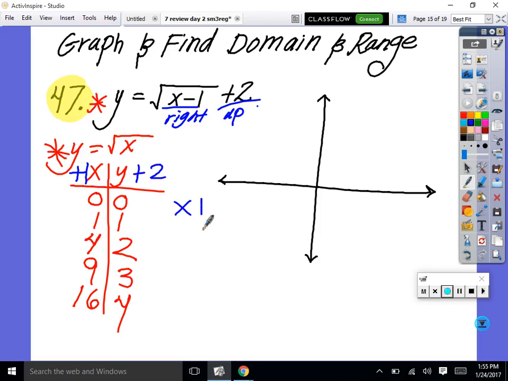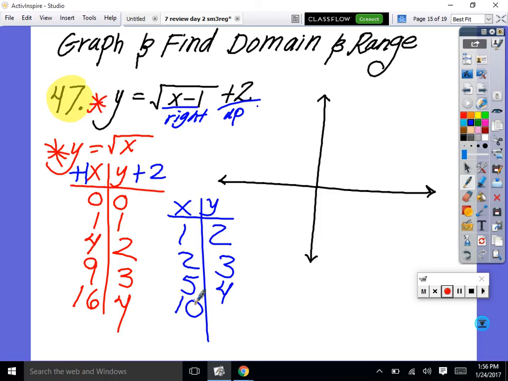So our new x, y points would be 1, 2. 1 plus 1 is 2, 3. 4 plus 1 is 5, 2, what the heck? Did we say that right? Yeah. Okay. 9 plus 1 is 10. 3 plus 2 is 5. Did I do that right?